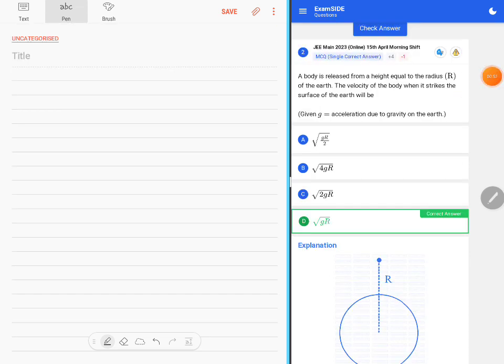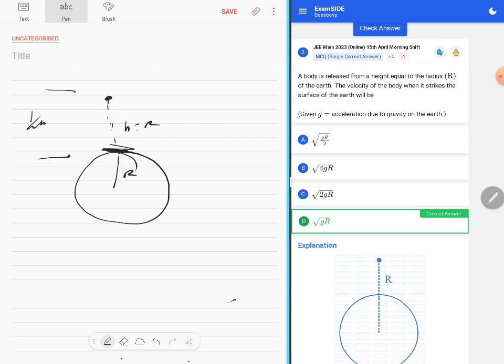So next sum is the body is released from a height equal to the radius of the earth. So this height happens to be the radius of the earth. The body is released from here. They're asking you to find the velocity with which it strikes the ground. So you know the change in potential energy can be equated to half mv square. And the potential energy, never use the mgh formula.